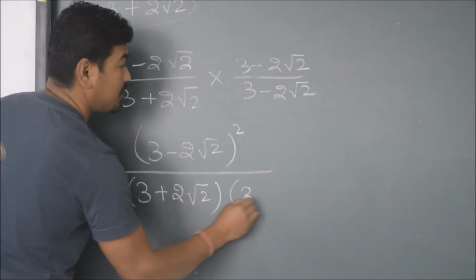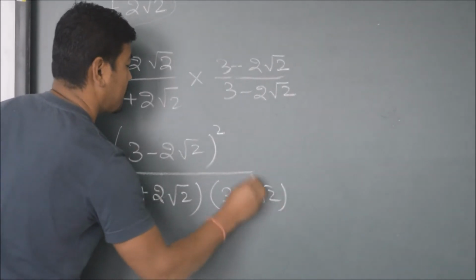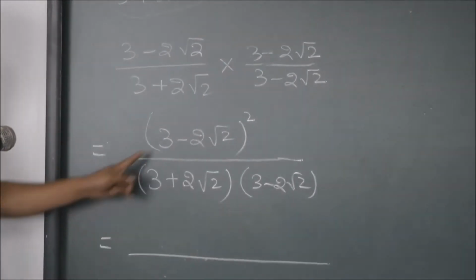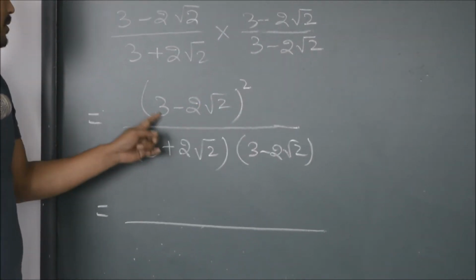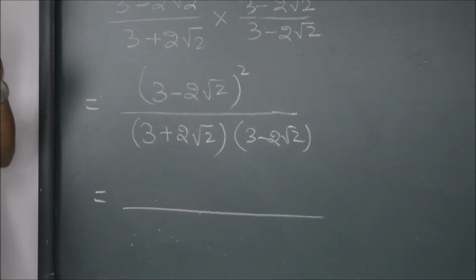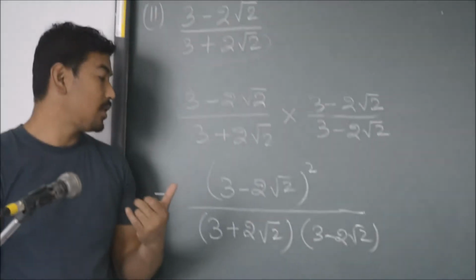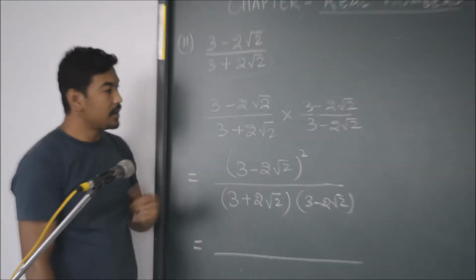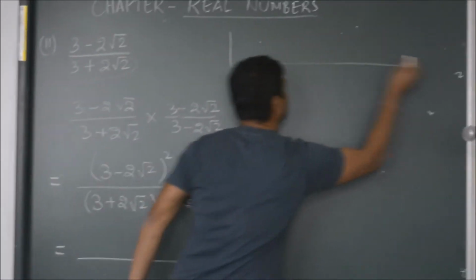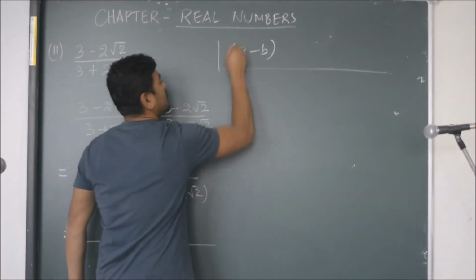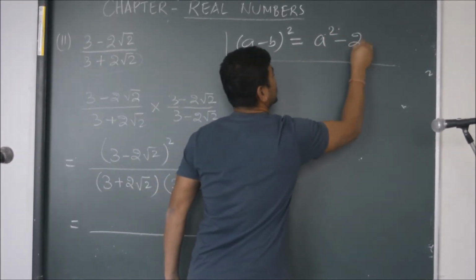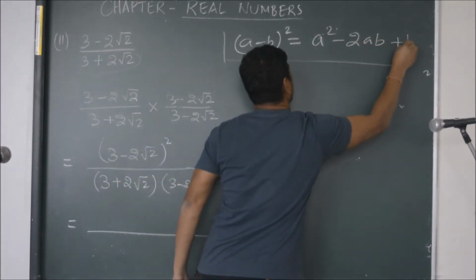Multiply with 3 minus 2 root 2. Okay, let's simplify it further. Now here we will expand this one by using the identity a minus b whole square. So a minus b whole square is equal to a square minus 2ab plus b square. You know it. Okay. So I'm going to write the identity here, so you will not get confused. A minus b whole square equals a square minus 2ab plus b square.